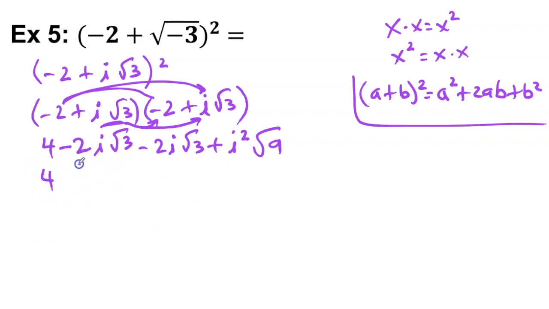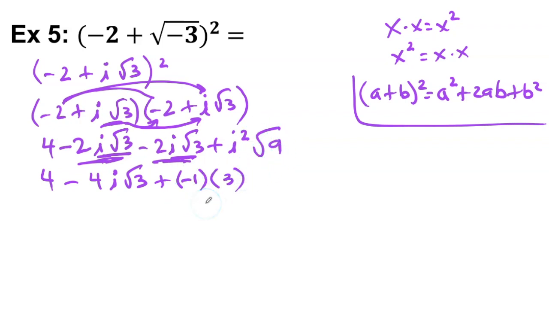So I have 4, and now look at this thing. Negative 2i square root 3 minus 2i square root 3. So i square root 3 is the same as i square root 3. Negative 2 minus 2 gives me negative 4 of the same thing, i square root 3. Next, I have i squared, which is going to give me negative 1. Square root 9 gives me 3. So I'm simplifying. Let's simplify more, because here I'll have a negative 3. So I have 4 minus 4i square root 3. Now positive times negative gives me a negative, and negative 1 times 3 gives me a negative 3.